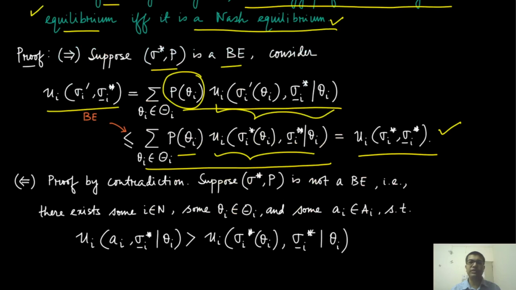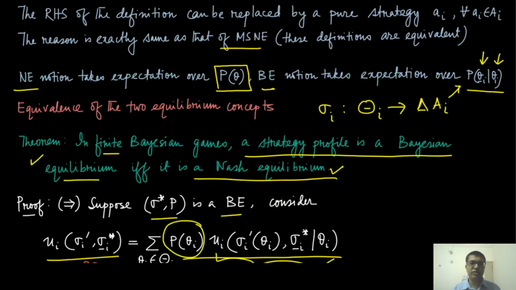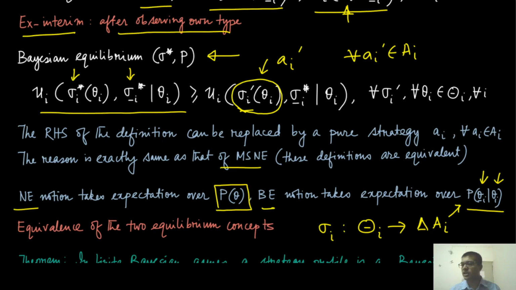So which will then prove the contradictory statement. So let's start with this. Suppose this is not a Bayesian equilibrium, and now we are going to use the second formulation of the Bayesian equilibrium. We have just said that when you look at the second formulation, you can replace this with a prime, and this should hold for all ai primes that live in capital AI.